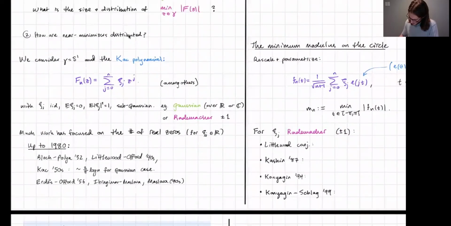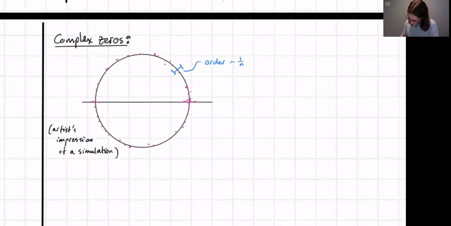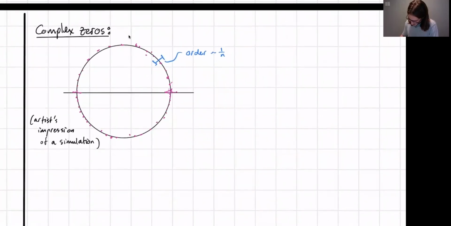So what we want to look at. So here's a sketch of what's going on. As I said, most of the zeros are close to, so we have n zeros for this random Kac polynomial. Most of them are very close to the unit circle, and it's not hard to see that they'll generally be a cluster at a scale of order 1 over n from the circle.